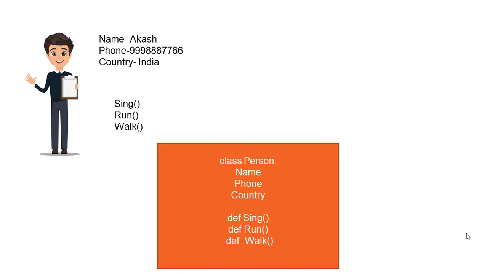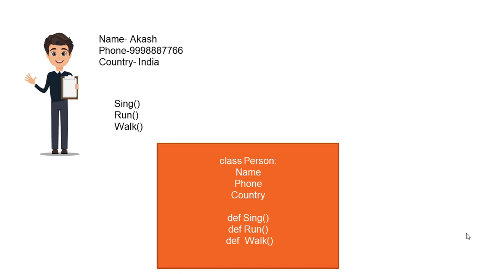So this object, let's say this guy has a name called Akash. He has its own phone number and he has its own value in the country field called India. He can sing, he can run, he can walk. So class was just a dummy blueprint for an object. So using a class, we can create an object.